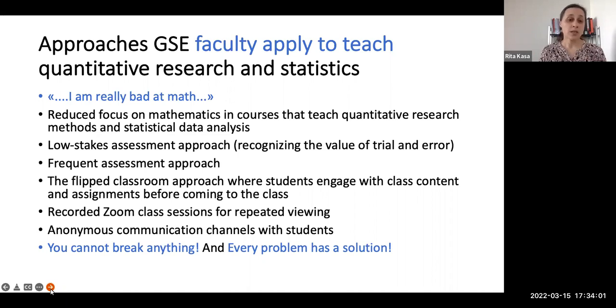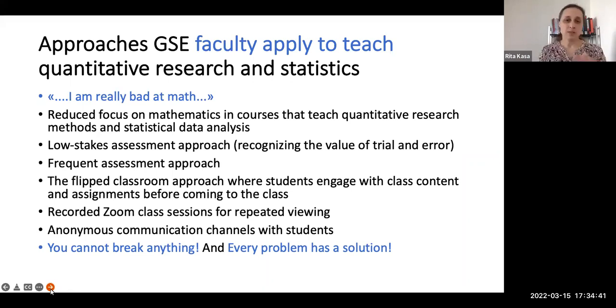Then I mentioned already when I talked about the flipped classroom approach. The flipped classroom approach is one of the standard ways that has now become part of teaching quantitative research at GSE. We expect students to engage with class content and assignments before coming to class. So if today we are covering ANOVA, multivariate analysis, students are expected to have read the content and also to have viewed these pre-recorded lectures before coming to class.